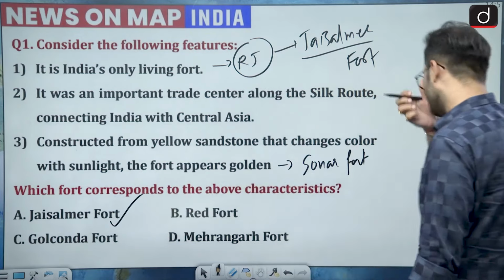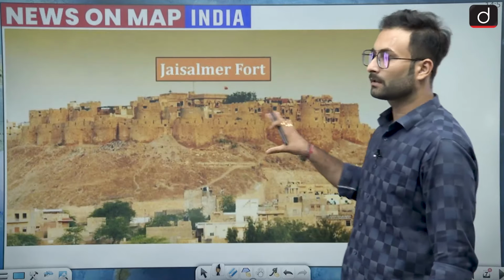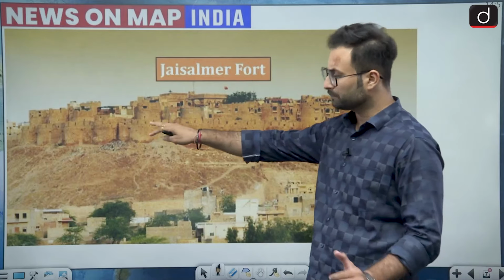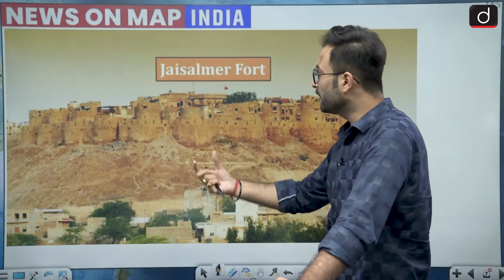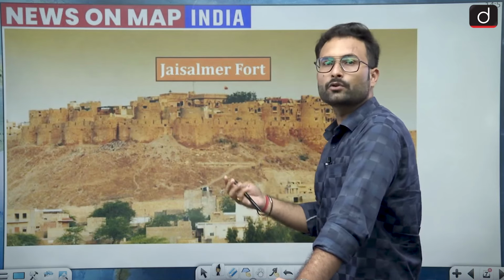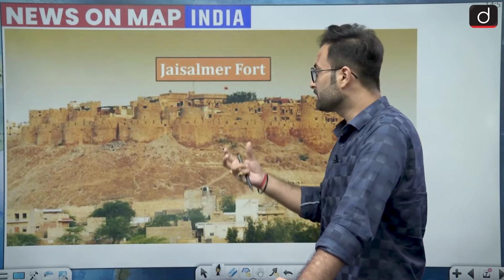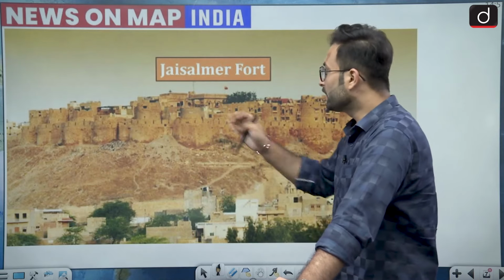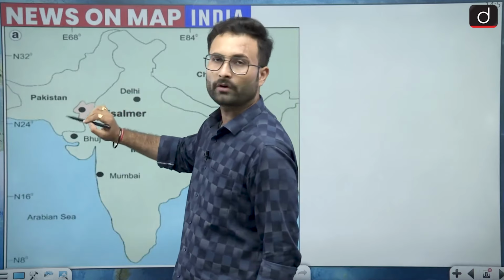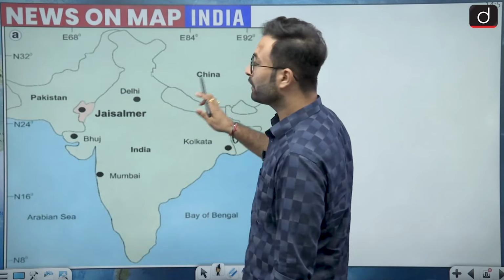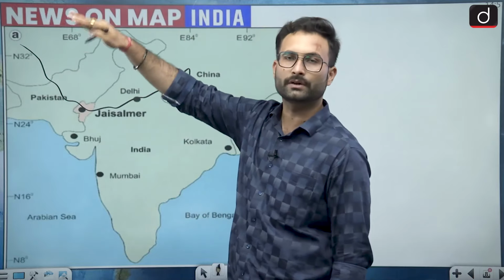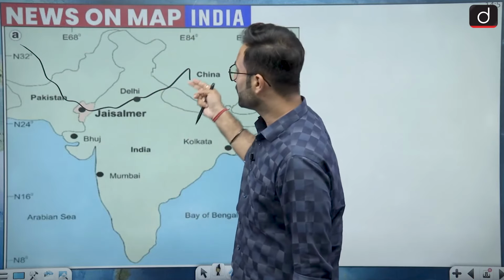Now talking about the location, here you can see this is the Sonar Killa or the Jaisalmer Fort. In this picture you can see that it is made up of a particular category of stone that appears yellow to you, and when sunlight falls on this fort, there is an effect that gives a golden color. So that is about the Sonar Killa or the Jaisalmer Fort. It is located in the Jaisalmer district of Rajasthan. And when we are talking about the Silk Route, it is somewhere like this, coming to this area of West Asia and then further Central Asia. So that is basically the Silk Route.